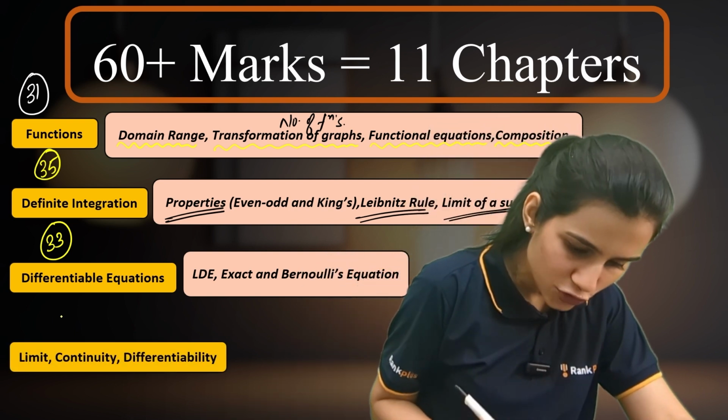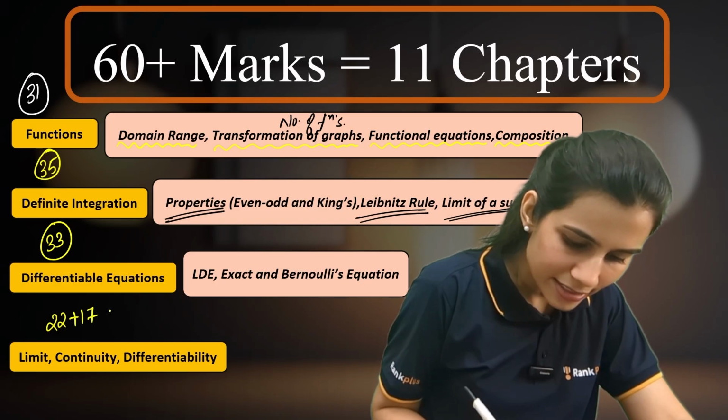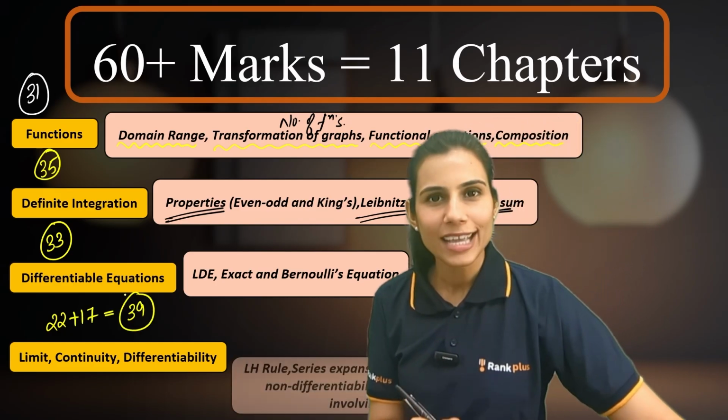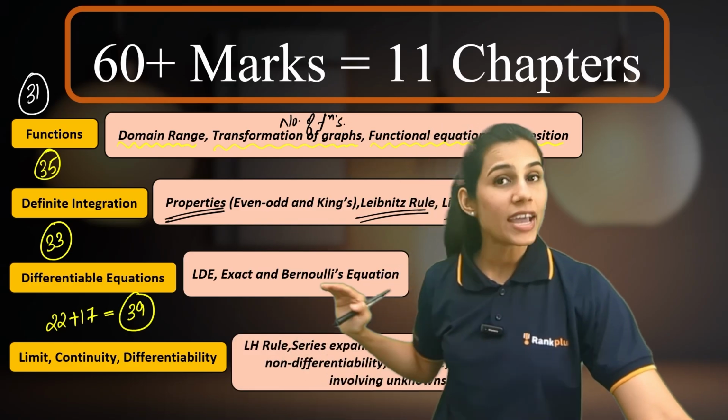Next up is your LCD, everyone. This is holding the weightage of 22 plus 17, which means what? 39 questions. Can you imagine? And this is a very easy chapter to master.